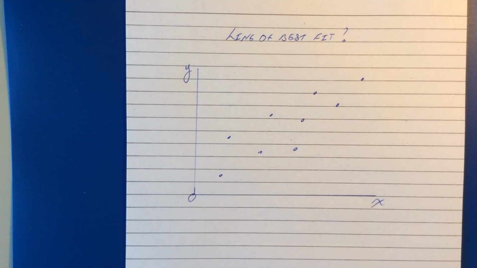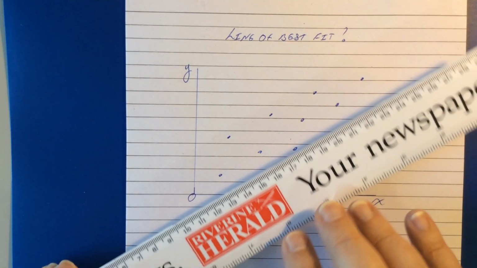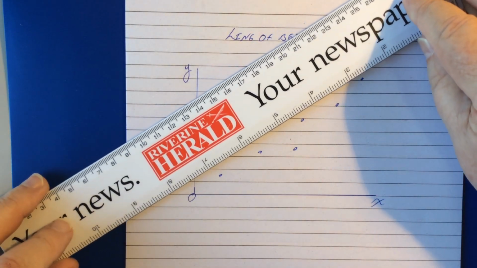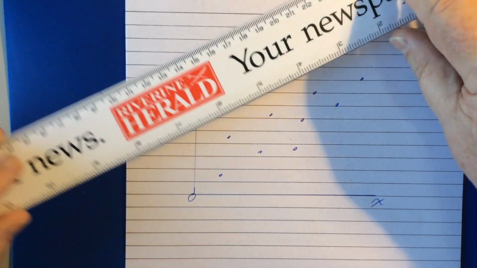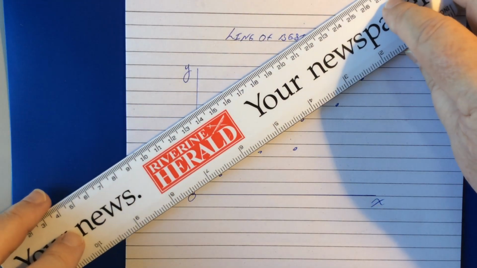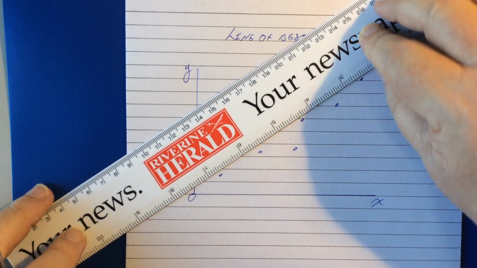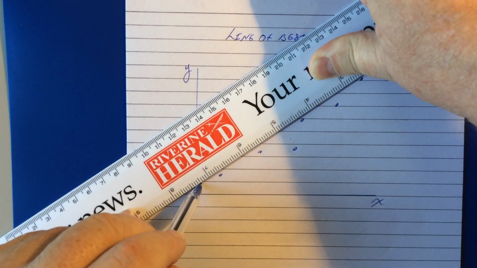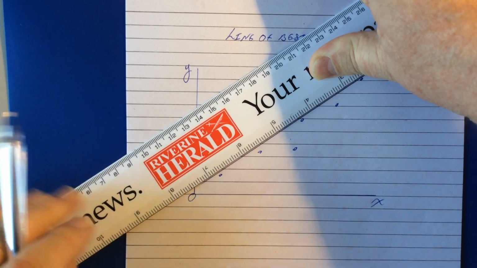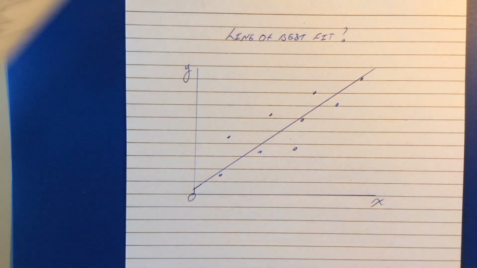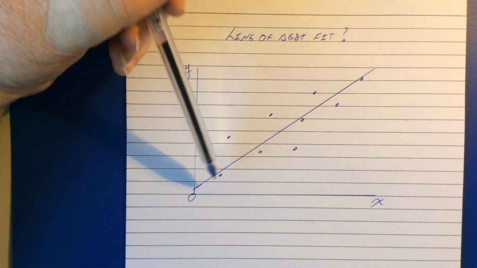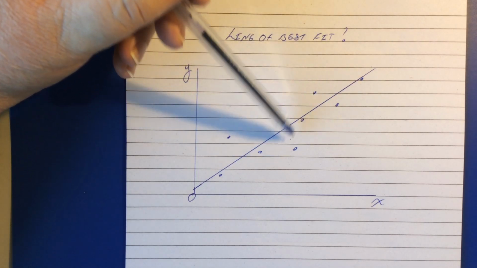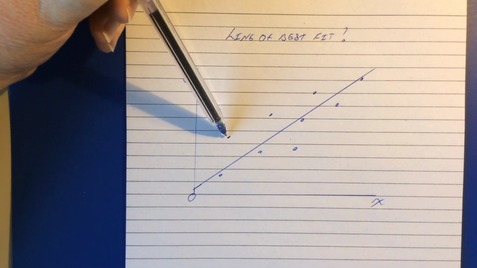Now, a line of best fit, as I said, can be found in a number of ways. And what I'm going to do here is I'm going to attempt to draw a line of best fit. How successfully I do that, well, you can be the judge of that. But there's my line of best fit. And you'll see that I've got a number of data points below it and a number of data points above it.